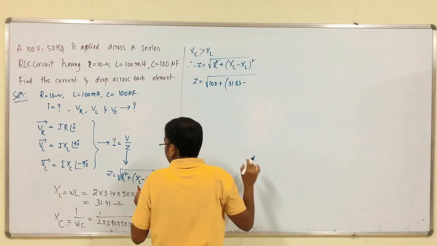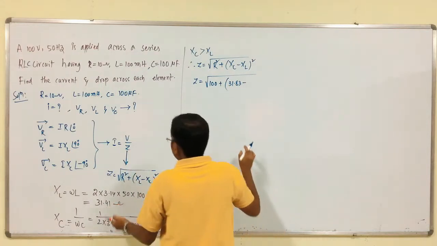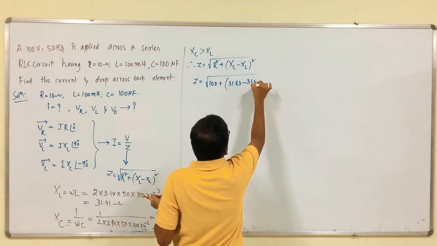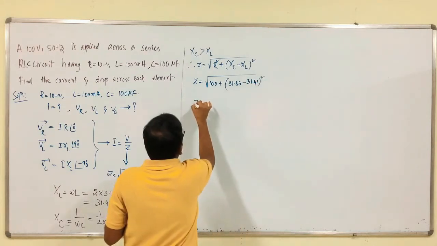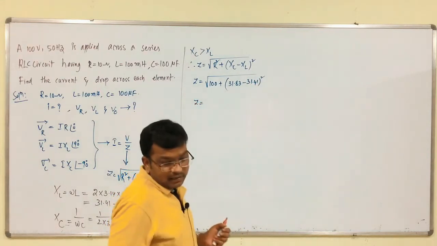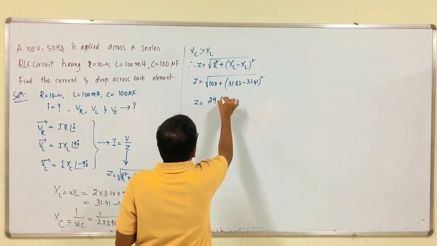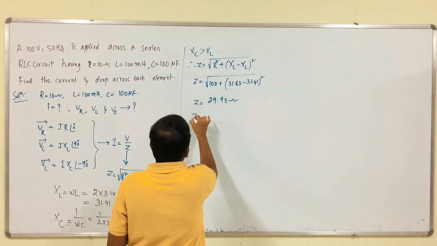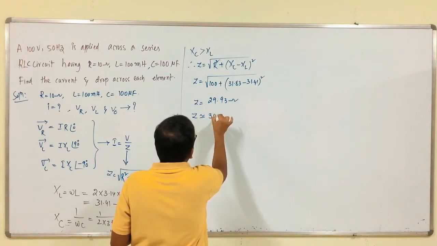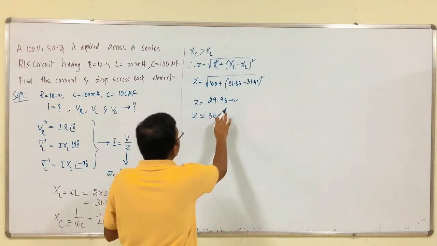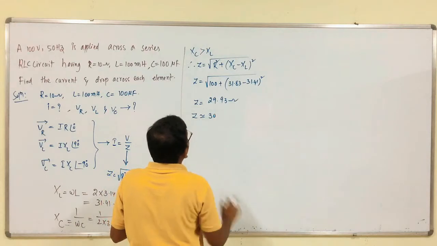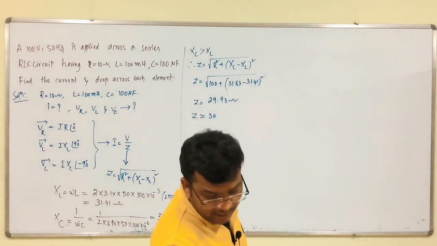31.83 minus what is the XL? 31.41 whole square. So from this we got the impedance as 29.93 ohms, which is approximately 30 ohms, and the angle is what? Finally we got the impedance as 70.5 at an angle.